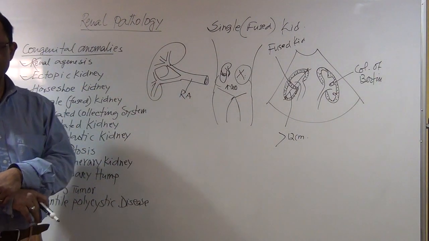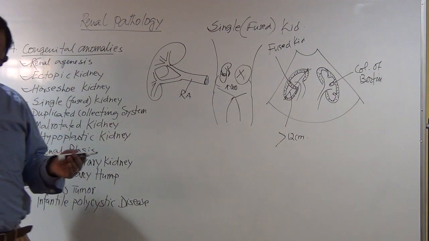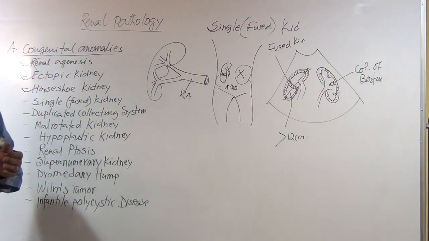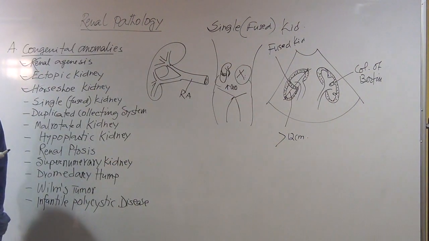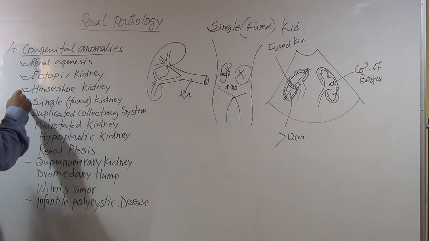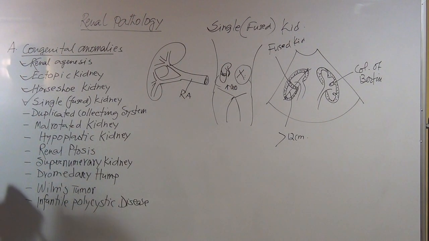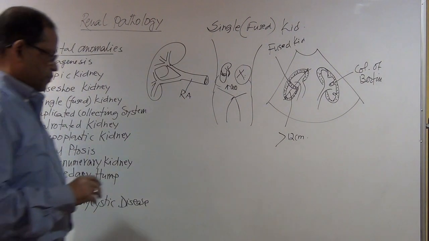Click the color. What are you going to see? The two arteries going through the two hila of the kidney. And on the left side it is missing. Okay, so this is a single fused kidney. Do they both function? Yeah, those are functioning. The patient may not have any problem.